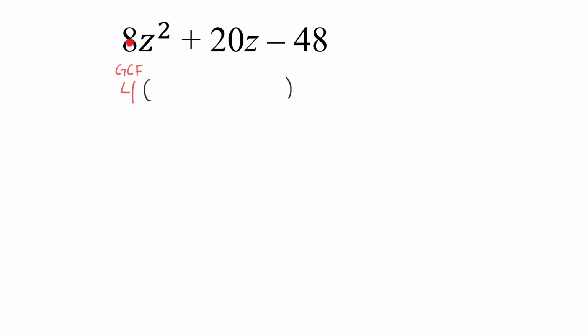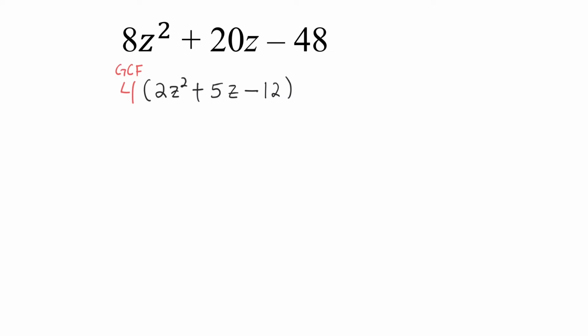So the 8, the first term, has a z squared. So the 8 divided by 4, that's going to be 2. So I'm going to have a 2z squared inside the parentheses, plus the next term, we have a 20 divided by 4. That's going to be 5, and we have a z. And the last one is a minus, and 48 divided by 4, that's going to be 12. So 48 divided by 4 is 12.